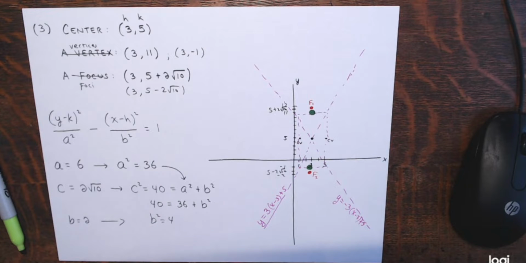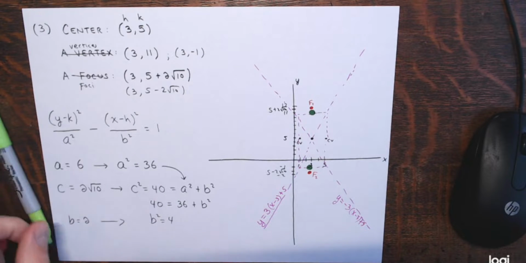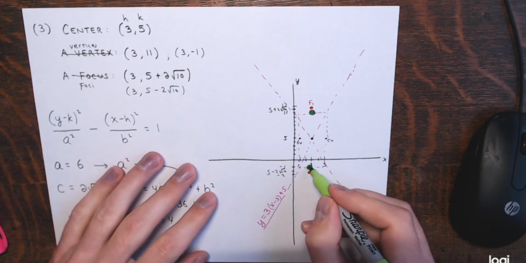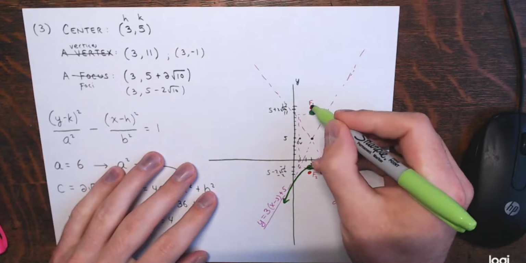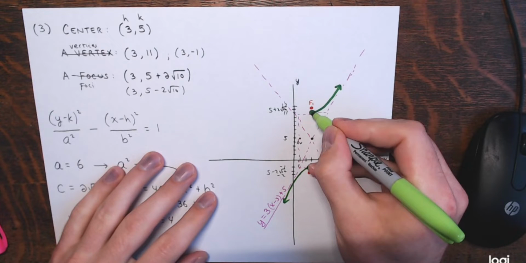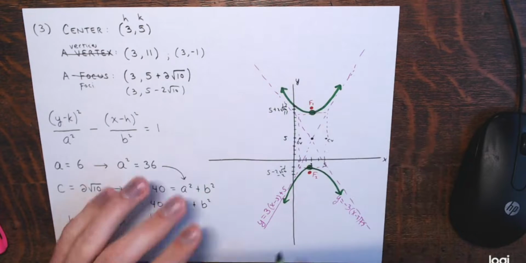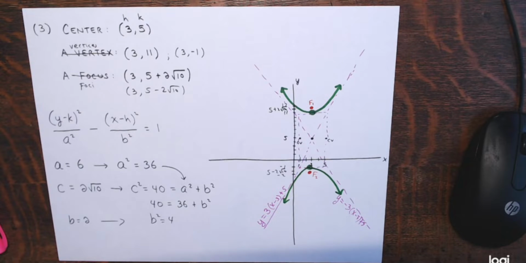And I've got the vertices and the asymptotes in. I can draw the curve; it should be approaching these asymptotes. Start from the vertex, use the rectangle and the asymptotes as a guide. There's your hyperbola, the two curves of the hyperbola, the two branches.